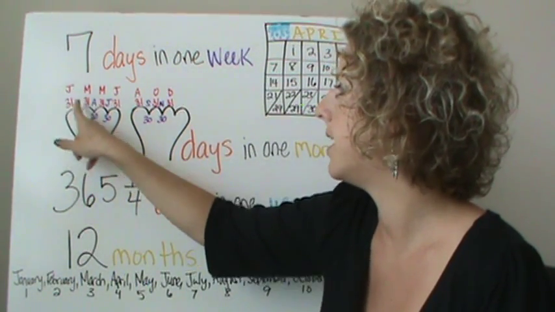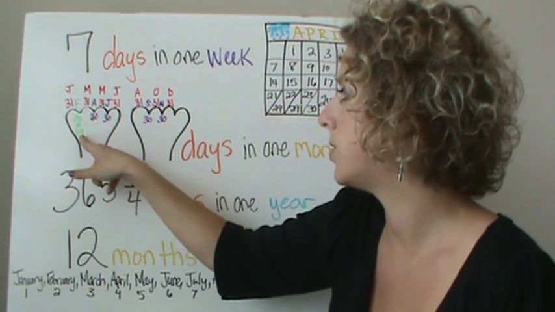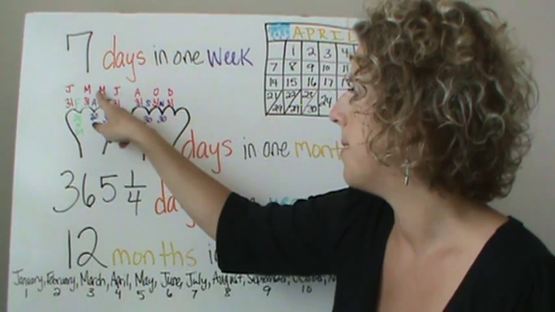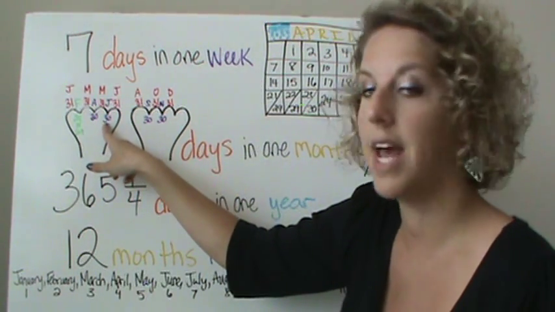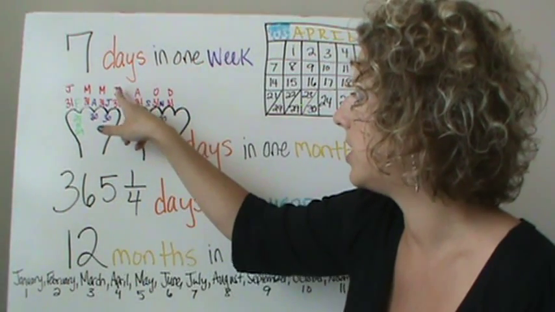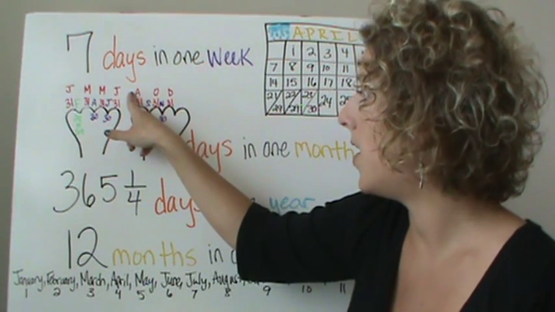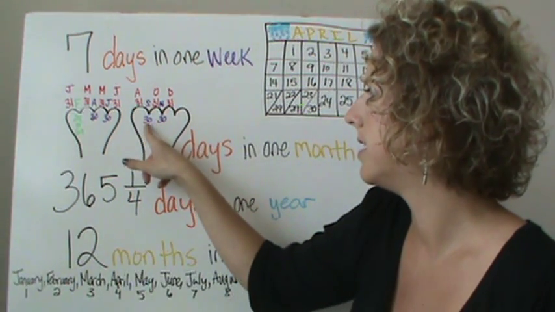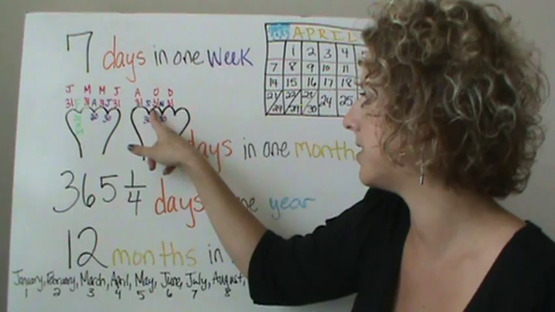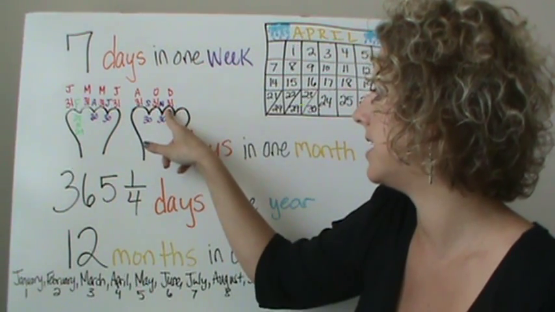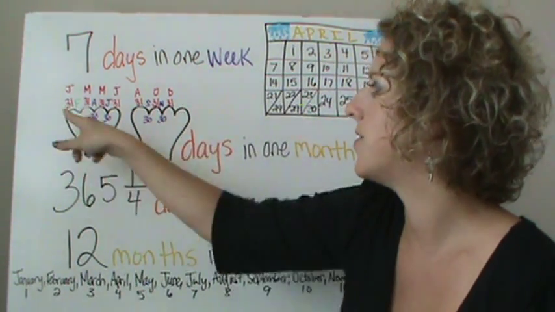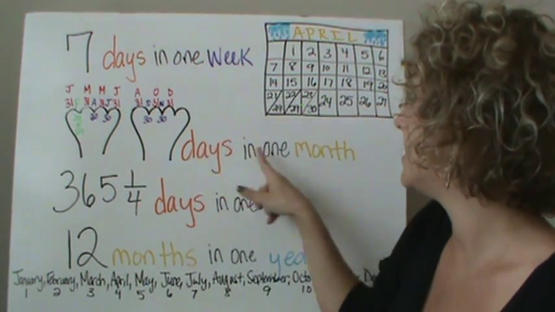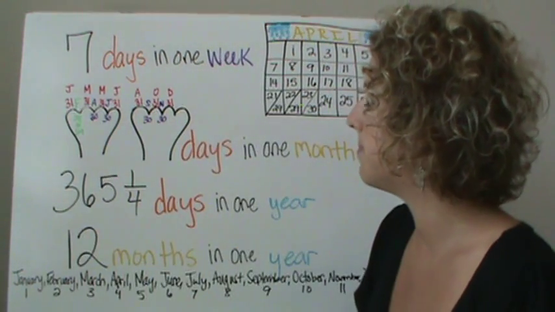So let's review through that. January has 31, February has 28 or 29, March has 31, April has 30, May has 31, June has 30, July has 31, August, notice those two side by side, has 31, September has 30, October has 31, November has 30, December has 31, and then you start back over again. Pretty cool. So there are that many days in each month, and that will help you remember.